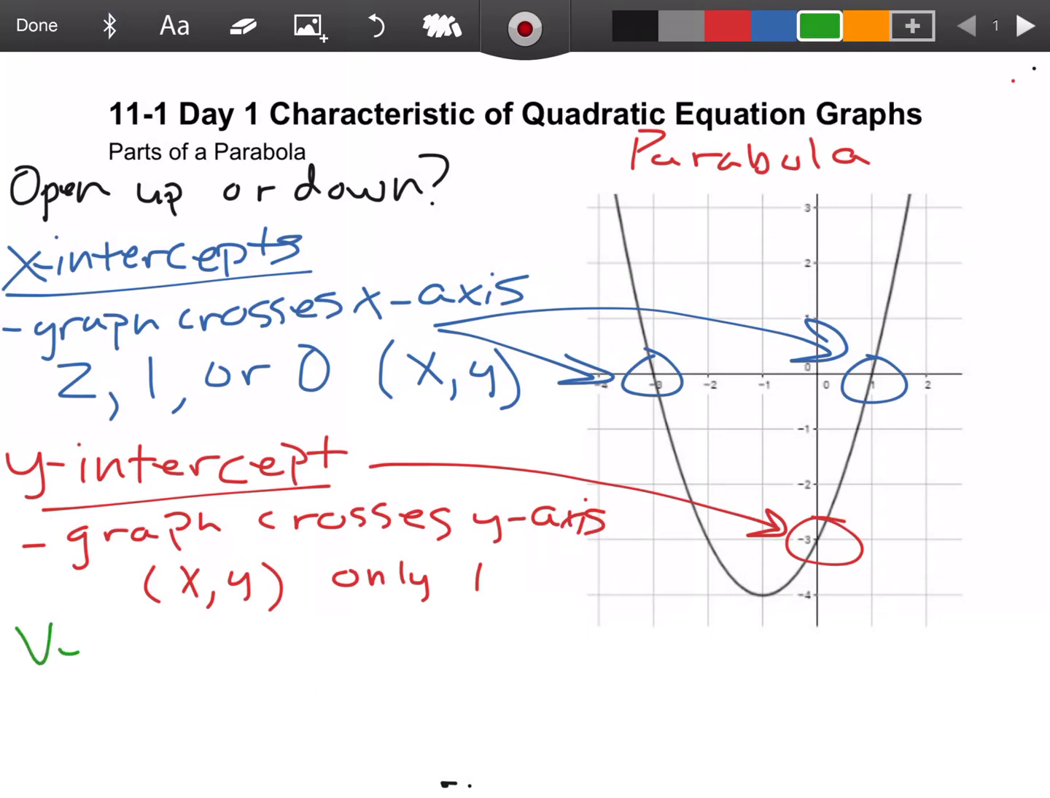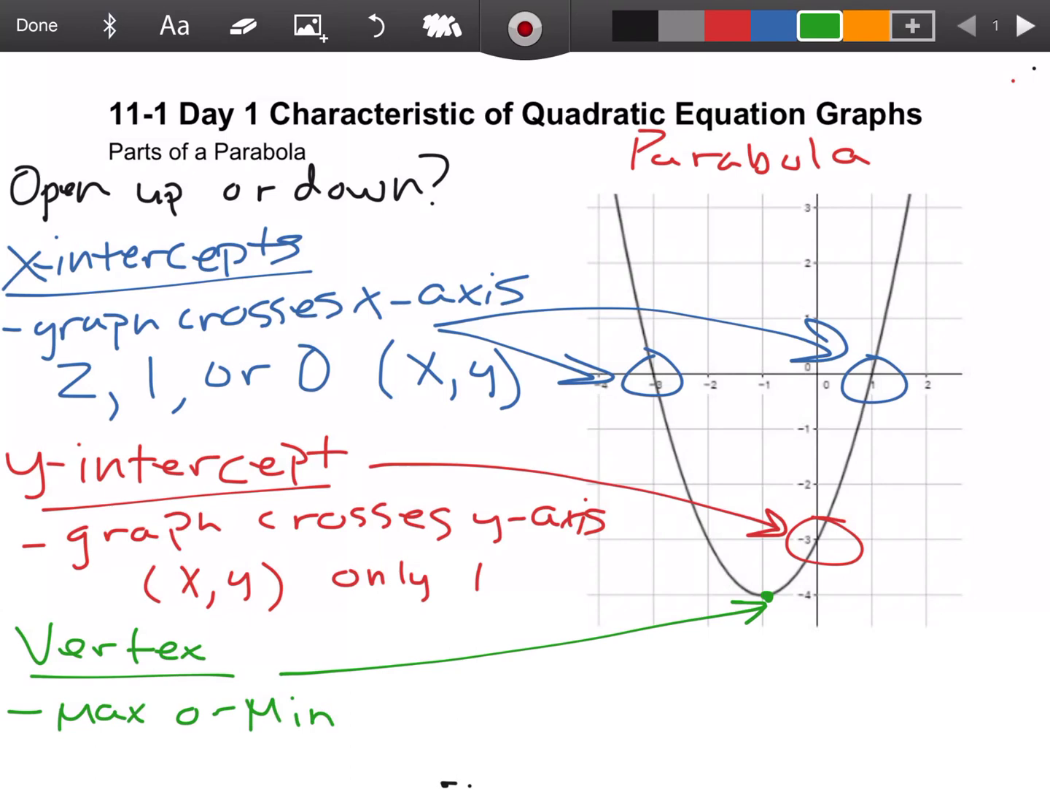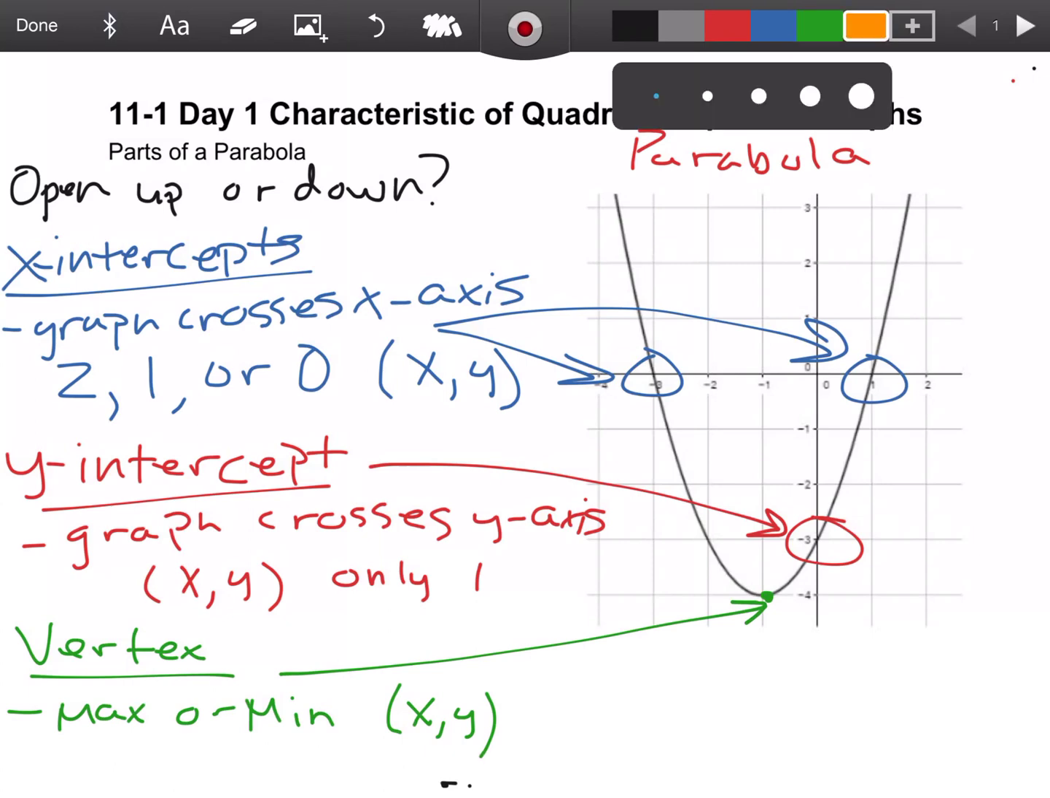The last couple of things here, we have two more. We have the vertex, which is going to be the maximum or minimum point. In this case, it's the minimum point. It's right there. That's the vertex. And that's also going to be stated as x, y.